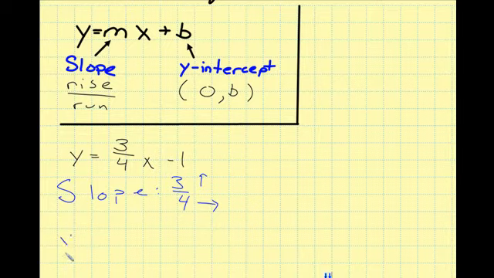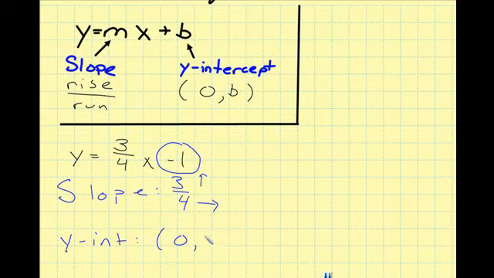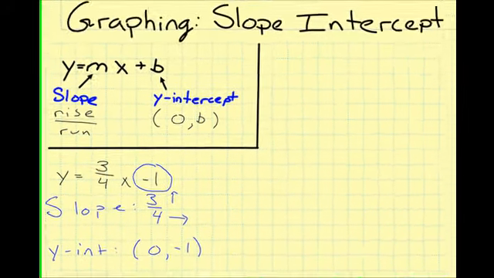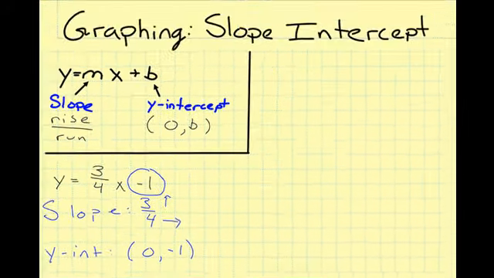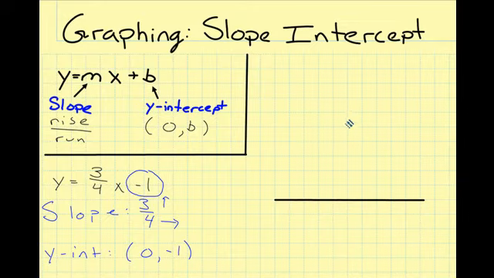And the y-intercept, as we said, was always a point located at (0, and then the b value). The b value here includes the sign, so the b value is -1. Now that we have the information we need, we're ready to put this into a graph. So let's make our x and y axes. Okay, there they go.